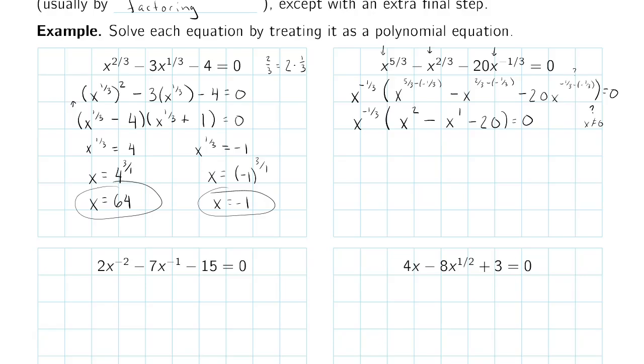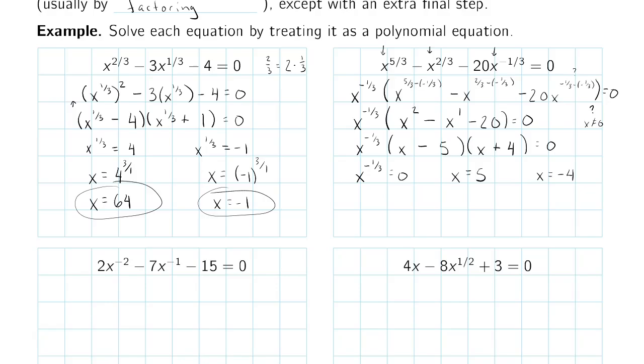x squared minus x minus 20, I know how to factor that. I can use the shortcut. I want two numbers that multiply to negative 20 and add up to negative 1. That's going to be negative 5 and 4. So one of these factors has to be 0. x to the negative 1/3 is 0. x minus 5 will give me x equals 5. x plus 4 will give me x equals negative 4.